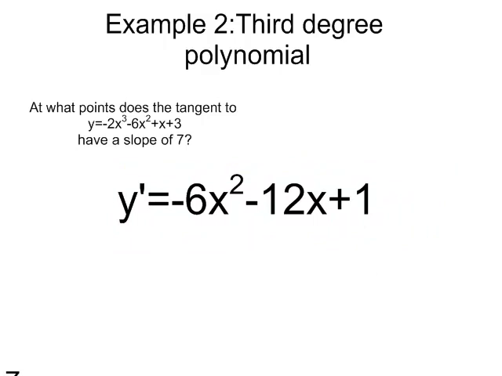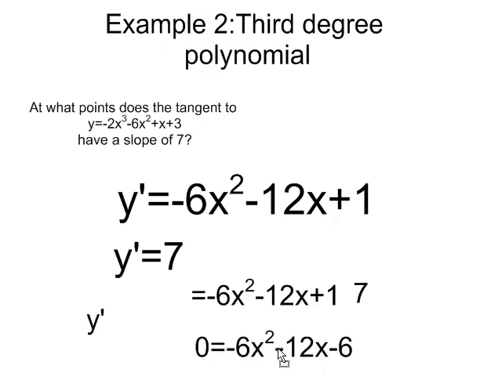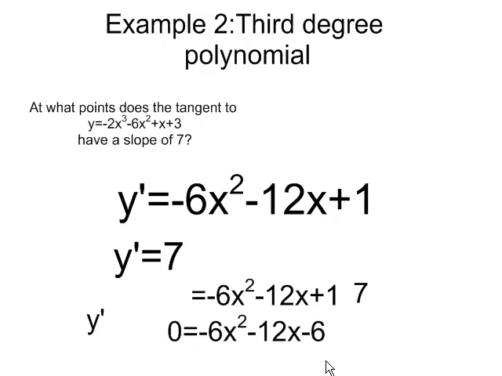The second piece of information I have is that the tangent has a slope value of 7. So in other words, y prime is equal to 7 at that x value. So here's my substitution for y prime. I'm going to put in a 7. And what I'm going to be doing is subtracting 7 from both sides so that I can get this as a quadratic that is equal to 0, and I can use a quadratic formula. So in other words, I'm going to be subtracting 7 from both sides, and what I'm going to end up with is 0 equals 6x squared minus 12x minus 6.